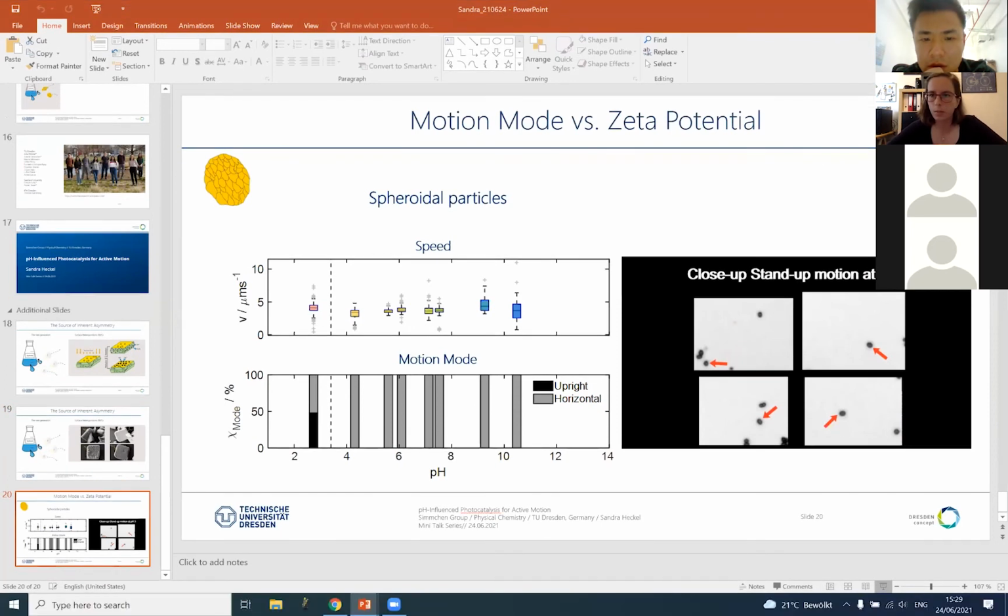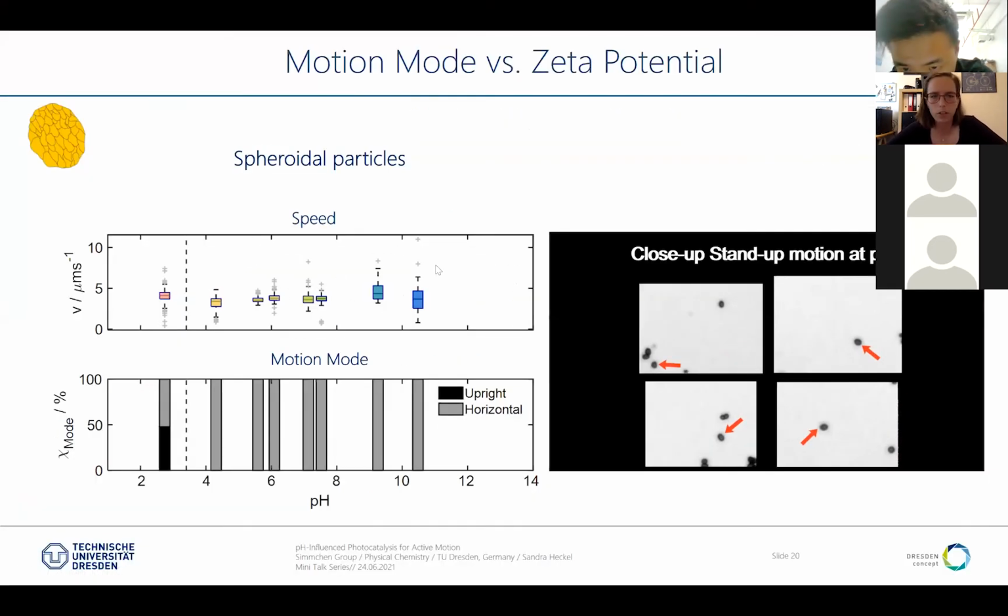Here you see the same kind of plot for the spheroidal particles, the speed and the motion mode. And you can see that the motion mode also changes when we change the pH. But for them, it's kind of the other way around. They usually move horizontally. So at neutral pH, you saw they don't do this upright motion. But if we change to pH below the point of zero charge, some of them start moving upright. You can kind of see it in this video.